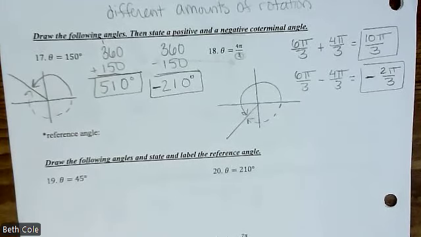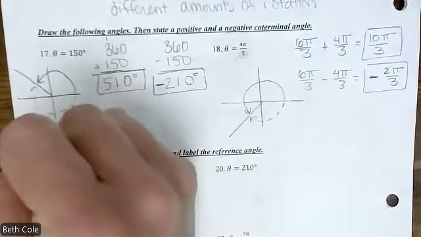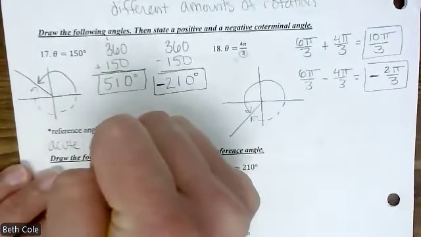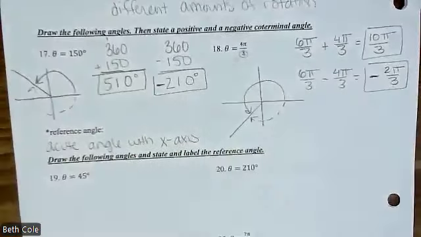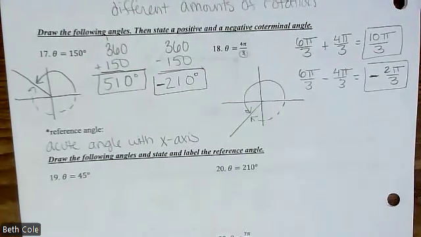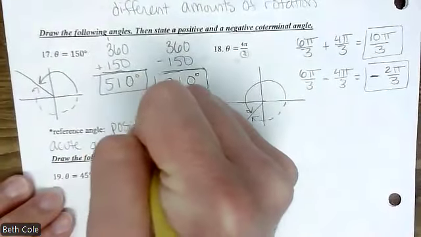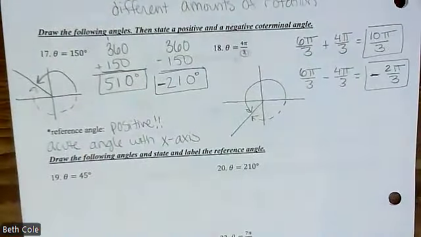Other piece of vocabulary. So that was coterminal. That means you just end at the same spot. Reference angle is the acute angle with the x-axis. It is always the x-axis. Think like the horizon of the earth, okay? It's always the x-axis. And please listen to this part because this is the thing people do mess up. It is always positive. Just by definition, there is no such thing as a negative reference angle. Okay, so we're going to draw these and then state the reference angle.